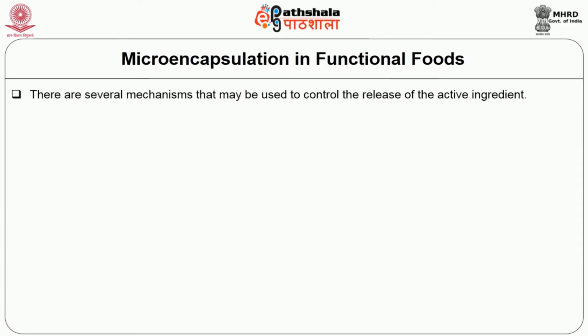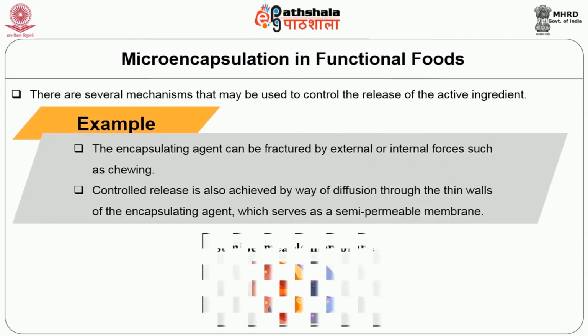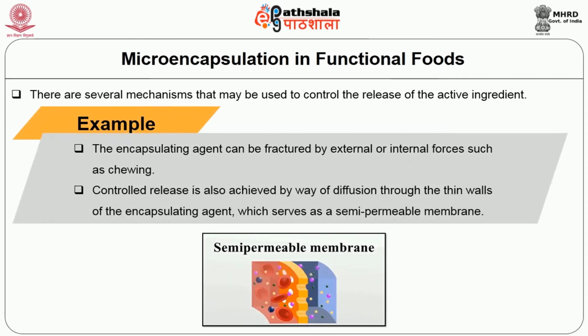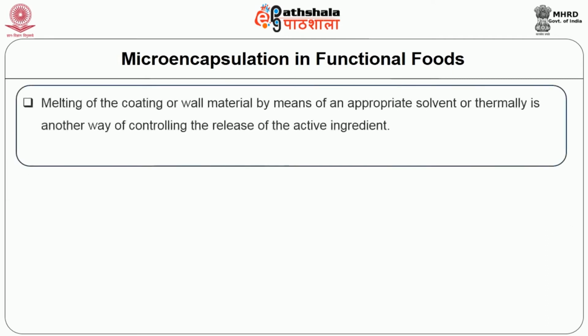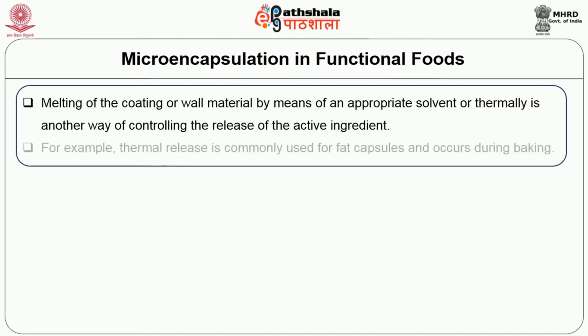There are several mechanisms that may be used to control the release of the active ingredient. For example, the encapsulating agent can be fractured by external or internal forces such as chewing. Controlled release is also achieved by way of diffusion through the thin walls of the encapsulating agent, which serves as a semi-permeable membrane. Melting of the coating or wall material by means of an appropriate solvent or thermally is another way of controlling the release of the active ingredient.